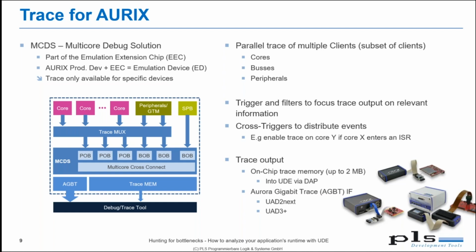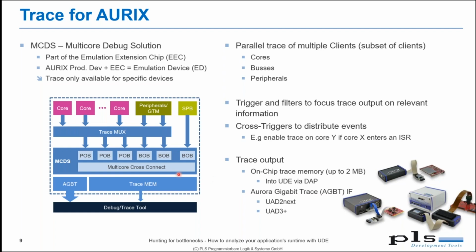The MCDS contains trace observers, or so-called observation blocks, and we have multiplexers here for selecting trace sources. The trace sources can be cores, buses, or peripherals, and the trace observers or observation blocks for the cores are capturing trace information of the executed instructions and functions and so on. Data transfers can also be observed by so-called bus observation blocks.